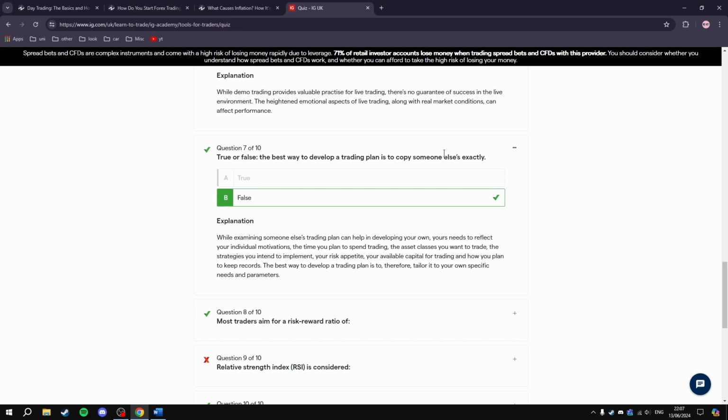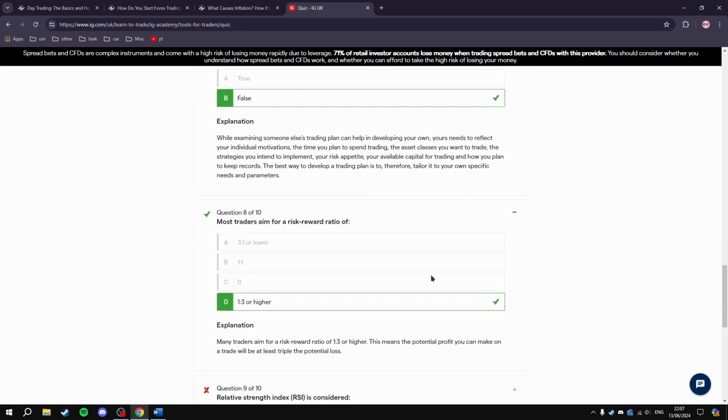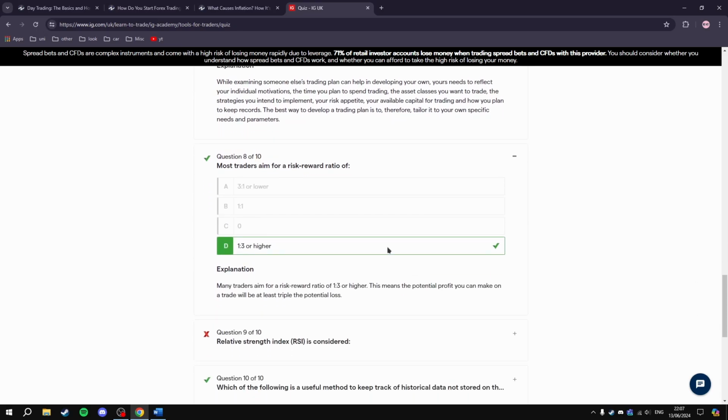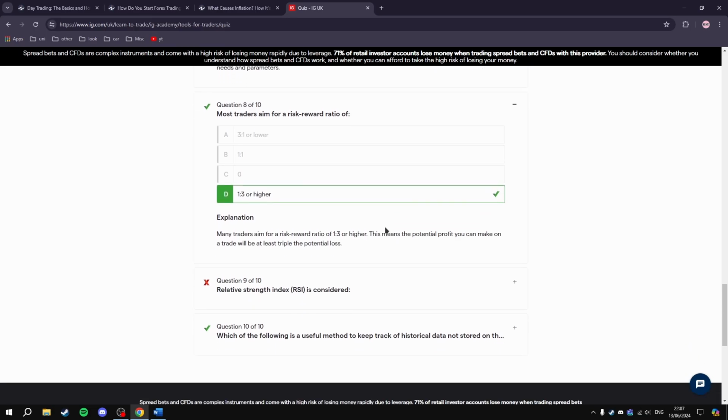While examining someone else's trading plan can help in developing your own, you always need to reflect your individual motivations, the time you plan to spend trading, the asset classes you want to trade, the strategies you tend to implement, your risk appetite, your available capital for trading, and how you plan to keep records. The best way to develop a trading plan is to therefore tailor it to your own specific needs and parameters. Many traders aim for a risk-reward ratio of 1 to 3 or higher. This means the potential profit you can make on a trade will be at least triple the potential loss.